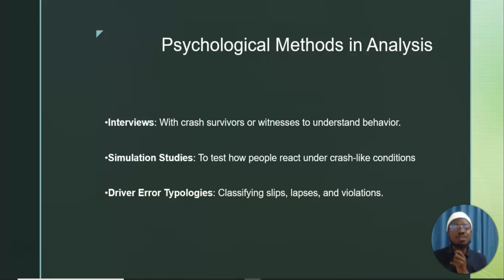So we also have the simulation study, and this also helps to test how people react when a crash-like condition happens. So this simulation is also important, and from that, a better understanding is derived from those simulation studies. Then we have the driver error typologies, talking about classifying slips, lapses, and violations. I've also made a video similar to this under human error, explaining the types of human error, that is the slips, the lapses, and the violations. We also have mistakes.